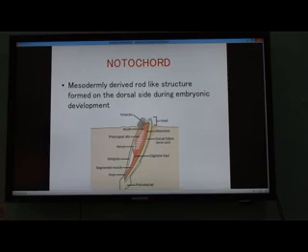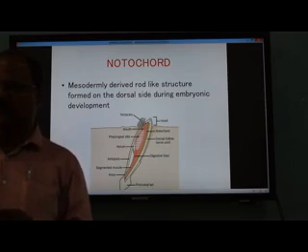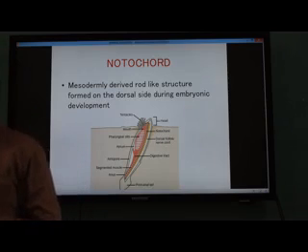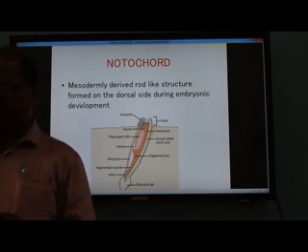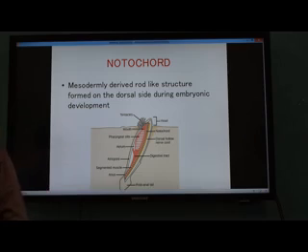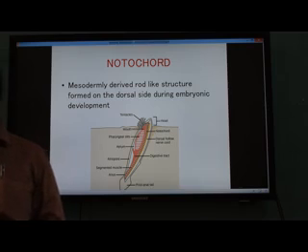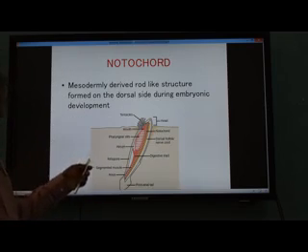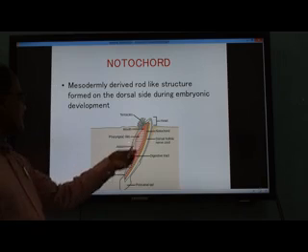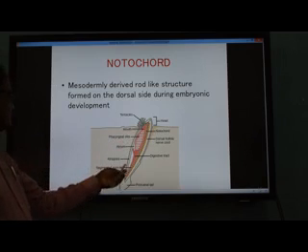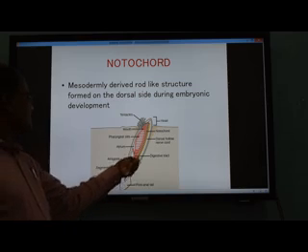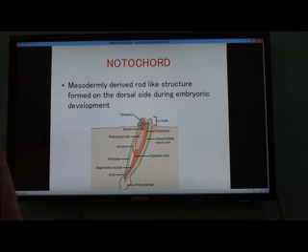Okay, the next characteristic feature, that is notochord. Notochord is a mesodermally derived rod-like structure formed on the dorsal side during embryonic development of the organisms. Now this is the structure to show the notochord. Clear? Clear now?